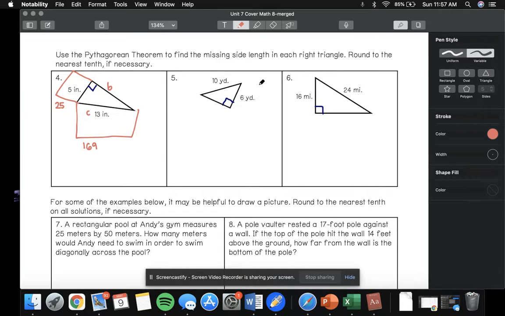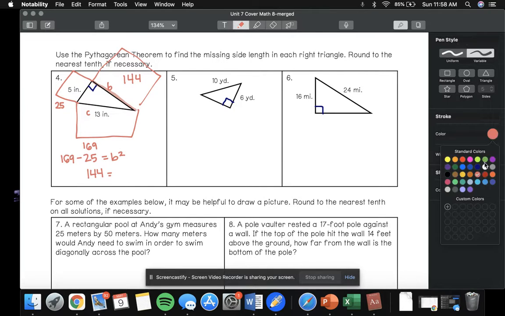But now instead of combining them together, I have to have both my legs add up to the hypotenuse, so I'm actually going to subtract 169 minus 25, and that will equal one of my legs squared. So when I subtract 169 minus 25, I get 144. Again, that is the area of this square, and I'm trying to figure out how long the side is. So to undo that square, you take the square root, and the square root of 144 is 12. So my leg is 12 inches long.